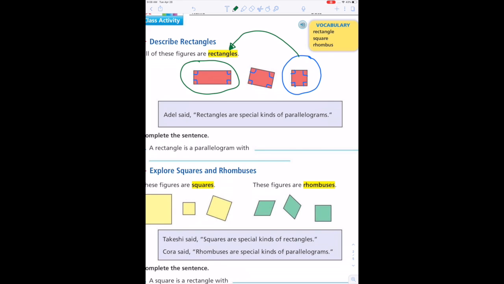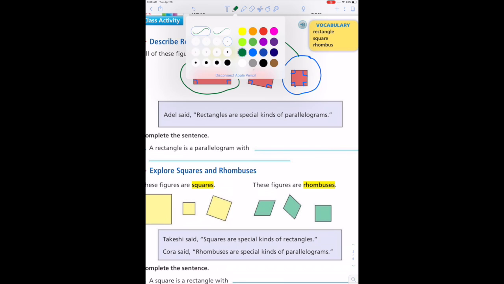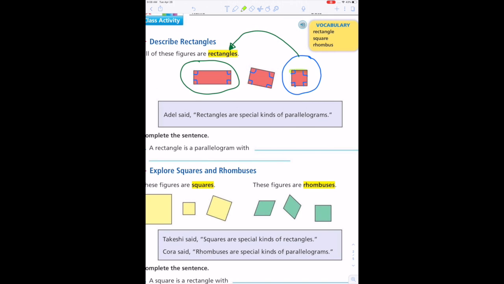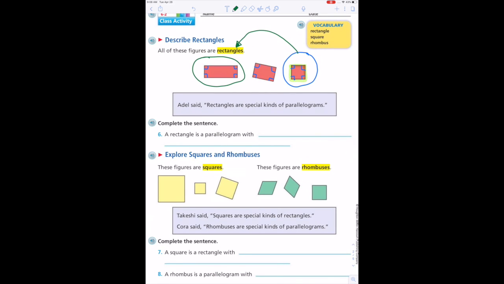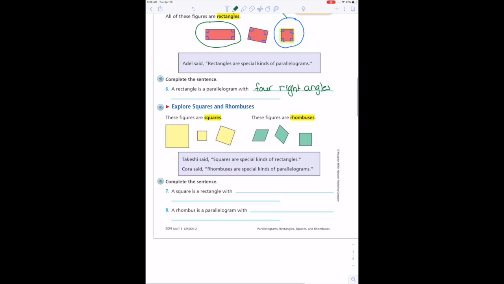The difference between a square, why a square is a different kind of rectangle, is that we know that all of the sides are the same length. So a square is a type of rectangle. So a rectangle, if we come down here, a rectangle is a parallelogram with 4 right angles. Okay? So, let's come down to the bottom of this one.